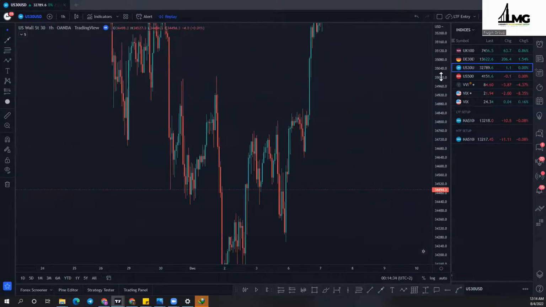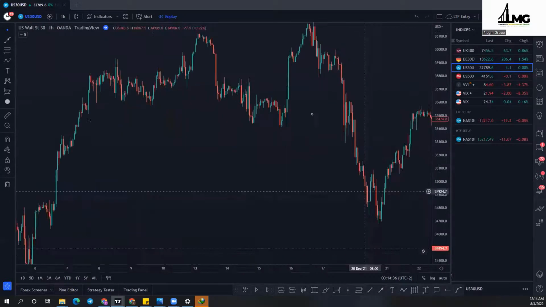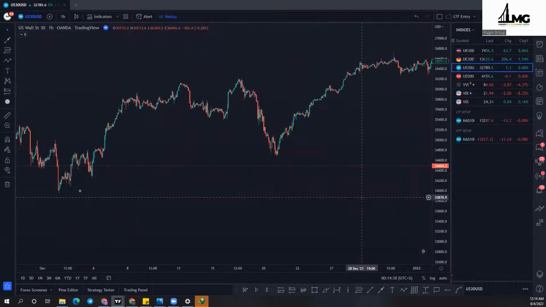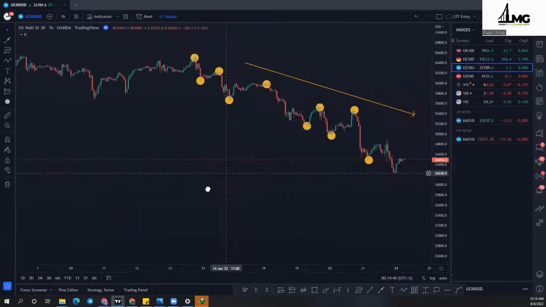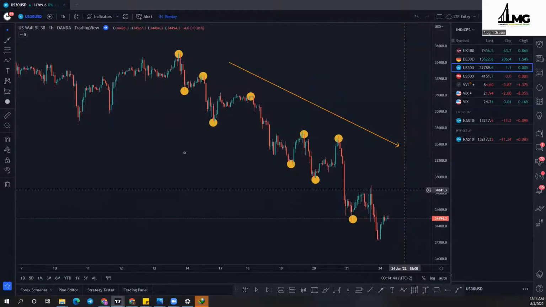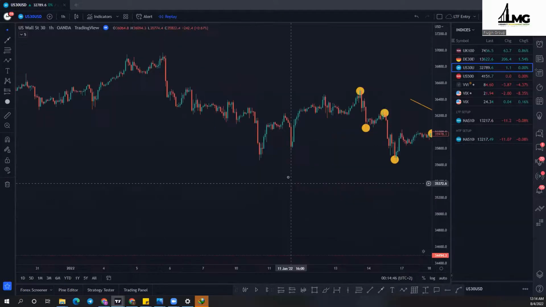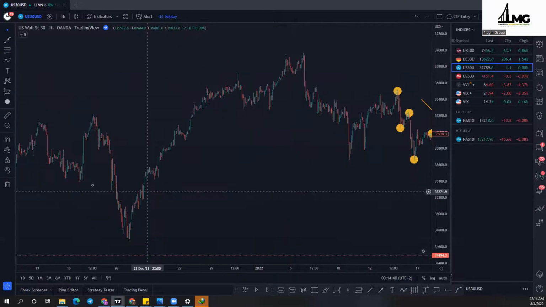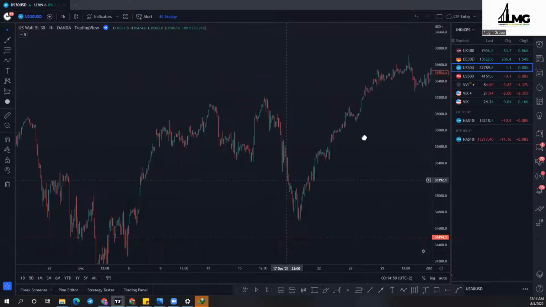And right here is what characterizes a downtrend, right? So you'll be able to read market structure through this. Just look at the lows and the highs in the market, and again, you'll be able to determine whether price is in an uptrend or a downtrend, right?